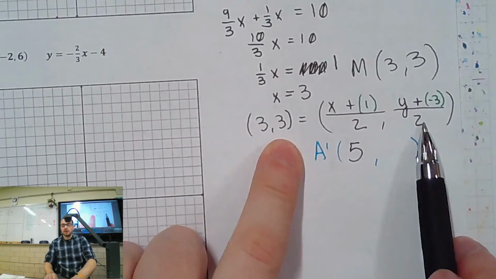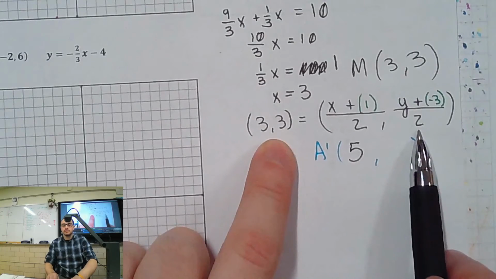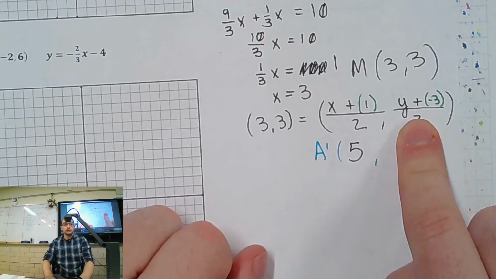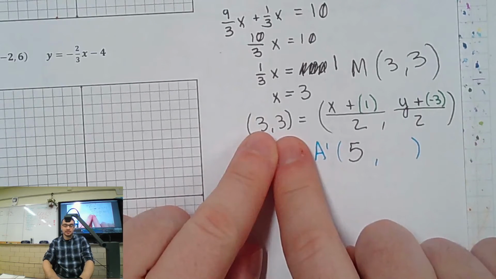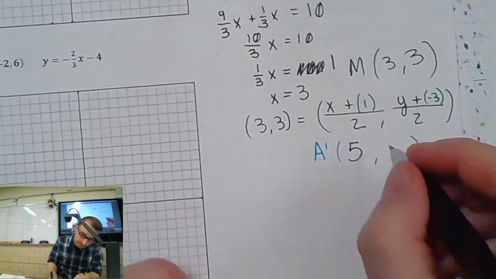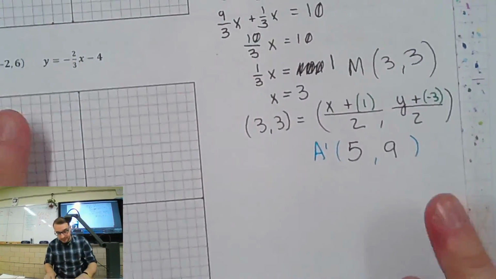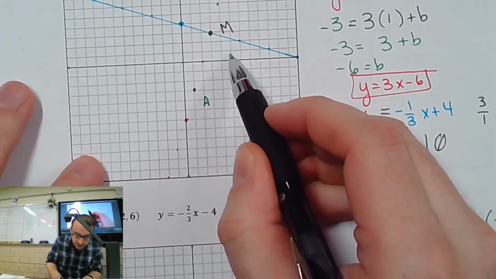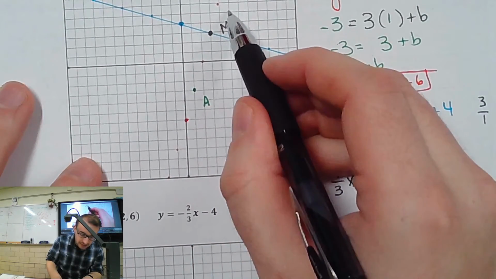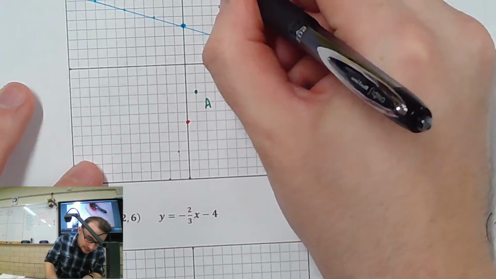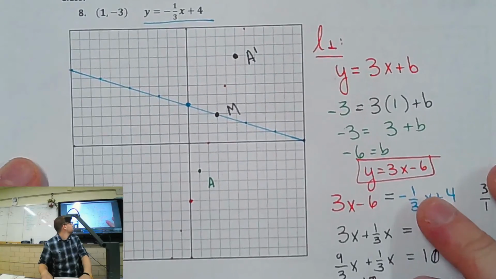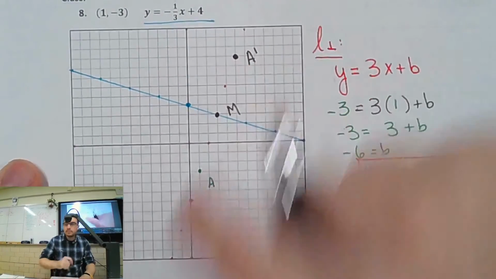This part equals this part. I double it and I get 6. How do I get rid of a minus 3? I add it, right? So I doubled it, I got 6, and I added 3 and got 9. 5, 9. So 5, 9. 1, 2, 3, 4, 5, up 9. There's a prime. There's the flip.